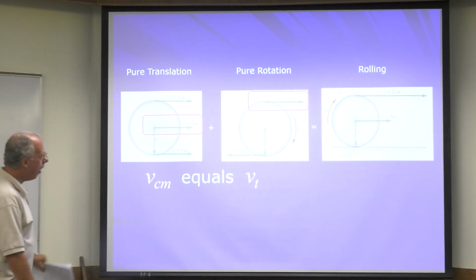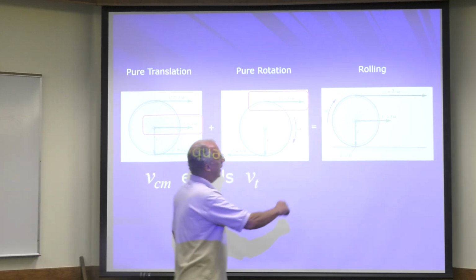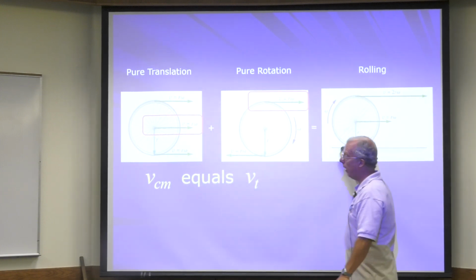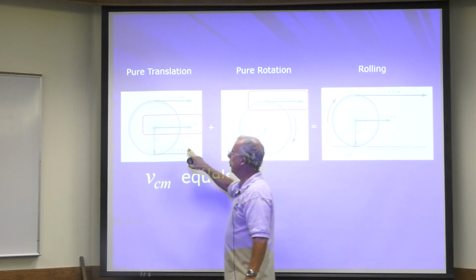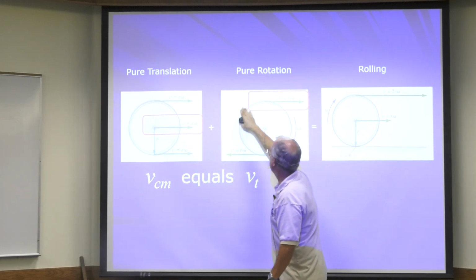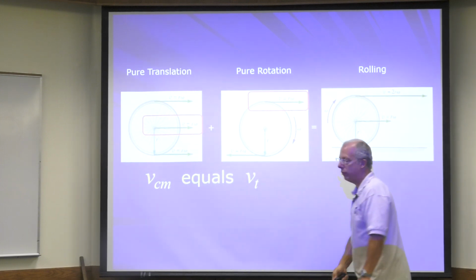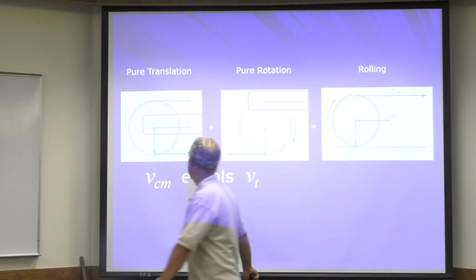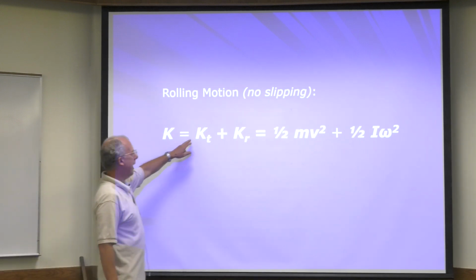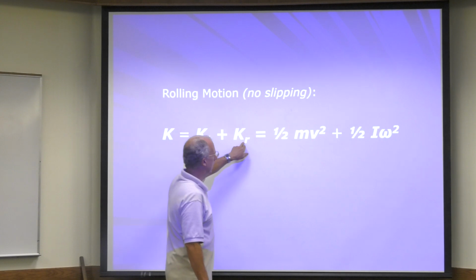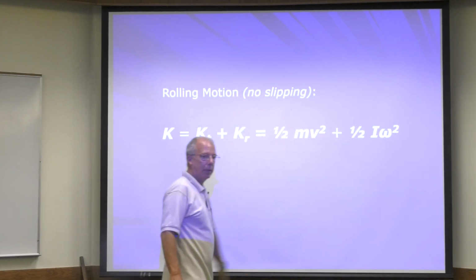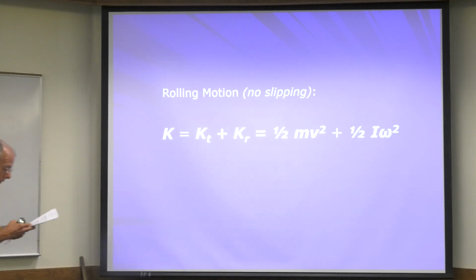All right. So, what is the kinetic energy of a rolling object? Well, use the equation. We have the kinetic energy of pure translation plus the kinetic energy of pure rotation. So we have two terms, right? For rolling motion, the total kinetic energy is K translational plus K rotational: 1/2 mv squared plus 1/2 I omega squared. Two terms, right? Translation plus rotation.